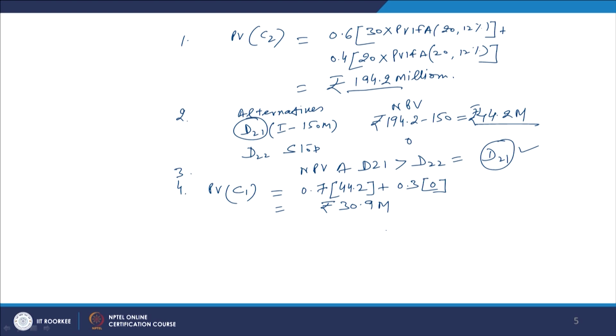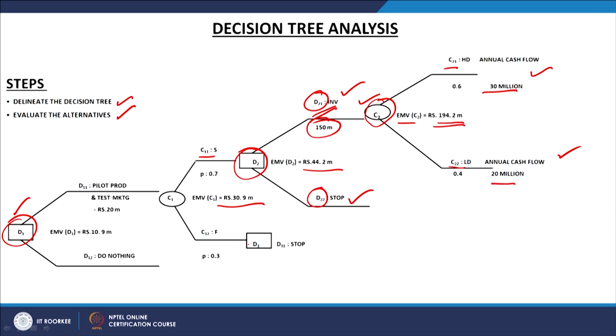So, like this, now we will evaluate the alternatives, and then we calculate the NPV. So, what is the decision here? The decision here is D11. We are going to take the decision, that is D11.